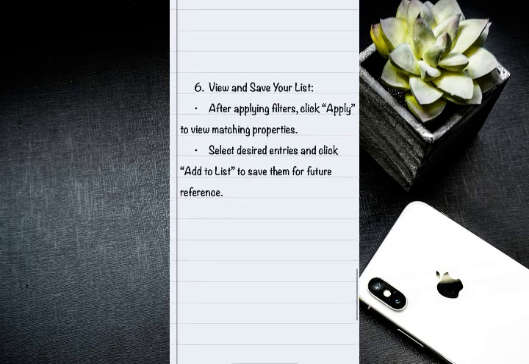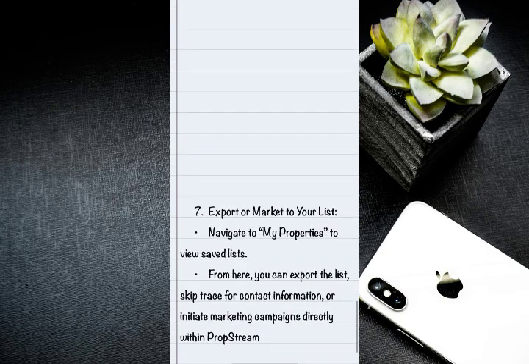So once that is applied, then after applying the filters, click apply to view the matching properties, then select desired entries and click the list. I'll click add to list to save them for future reference. Then after that, navigate to my properties to view the saved list. Then from here you can export the list, skip trace for contact information, or initiate a marketing campaign directly within PropStream.